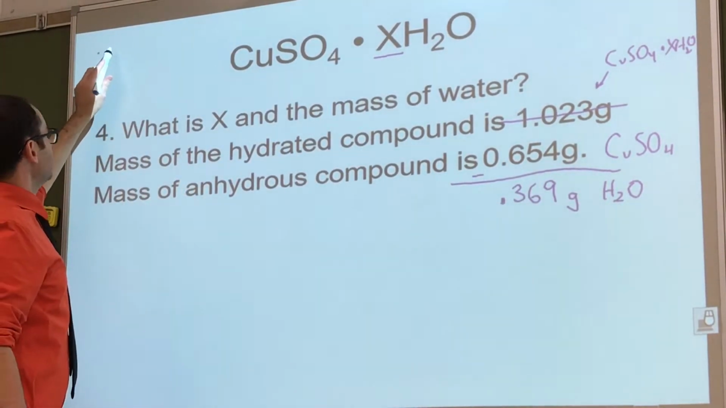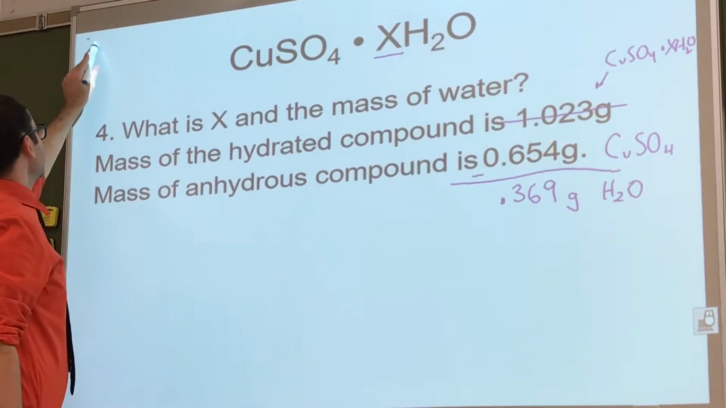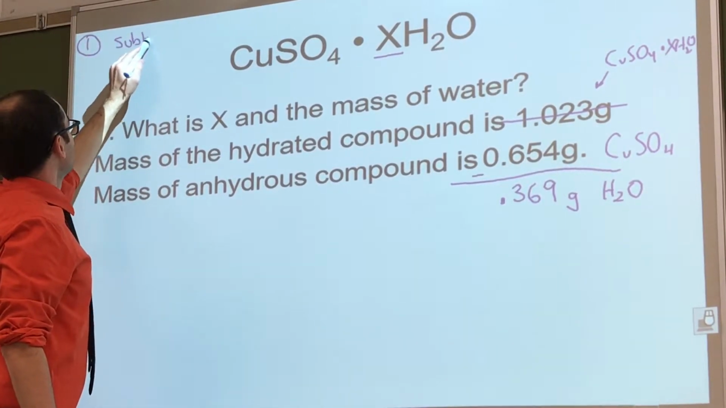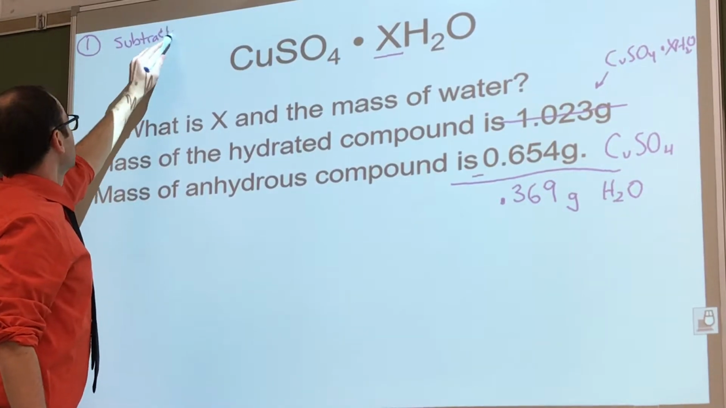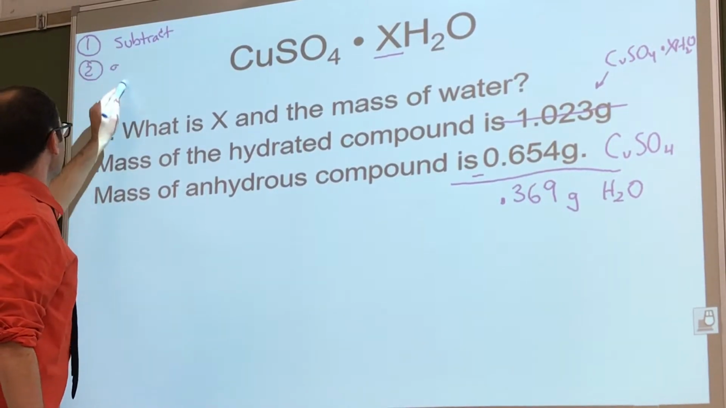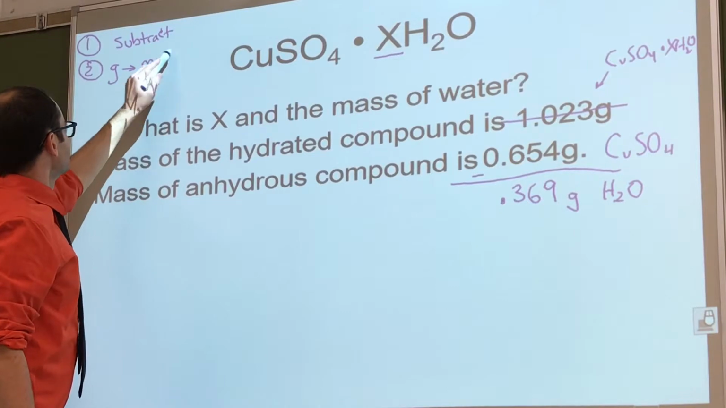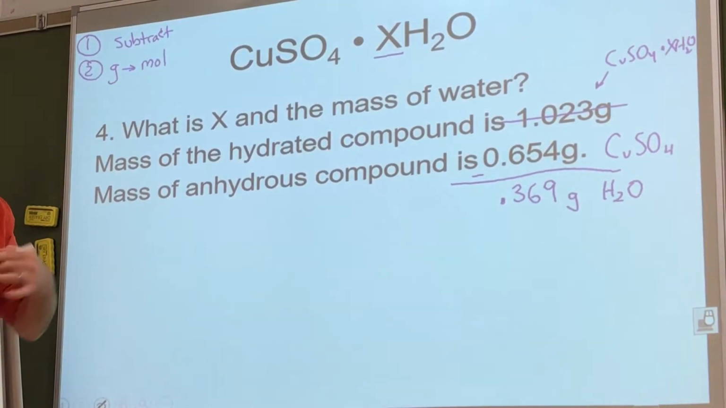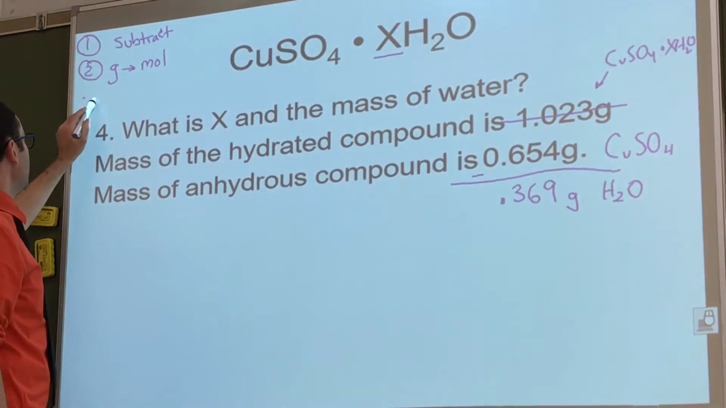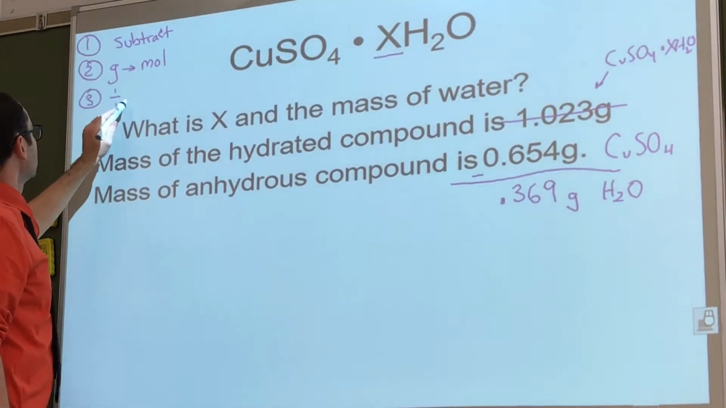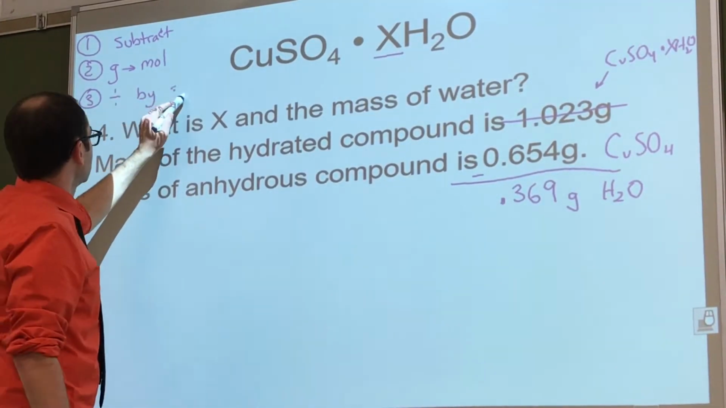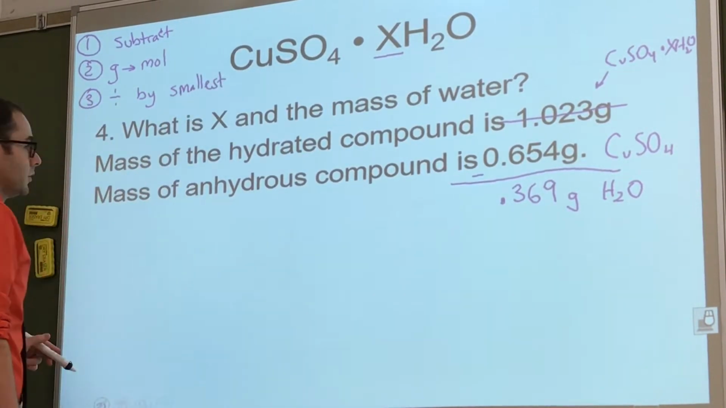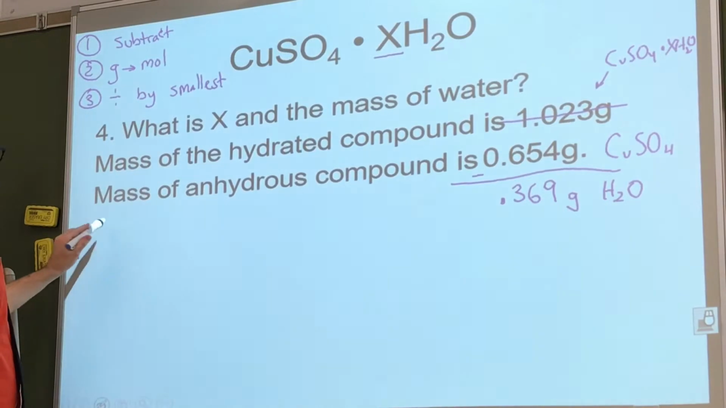So step one, after you do the subtraction, so I guess we'll say step one is subtraction. Step two is going to be go from grams to moles. All right, let's do that. And like I said, it's like empirical formula. So step three is going to be divide by the smallest. All right, so let's do some math.